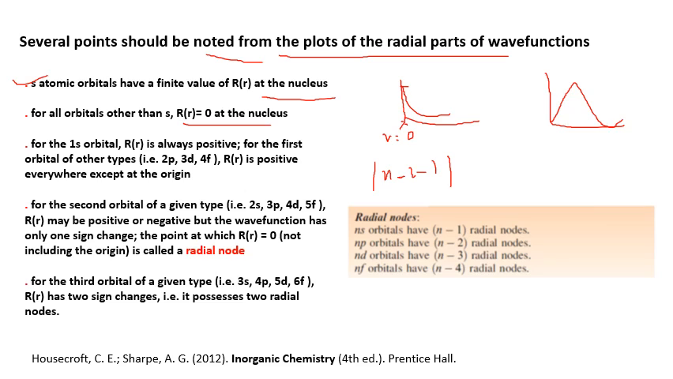For example, for the 1s orbital there is no radial node. For the 2s orbital there is one radial node. So the 2s orbital is positive in the first quadrant, in the upper phase, and the wave function will change its sign in the second quadrant. So you will see that, by positive or negative, the wave function has only one sign change.